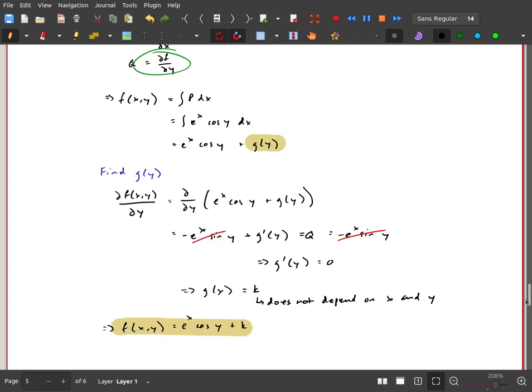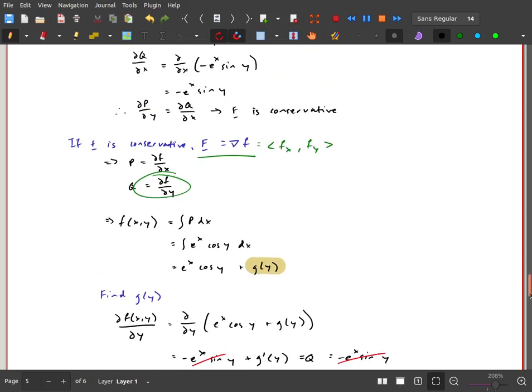And of course, if you are dealing with R3, so 3 dimensions, then the criteria for a conservative field is that the curl of the vector field is equal to 0.